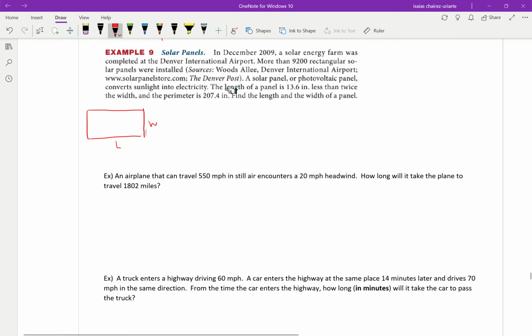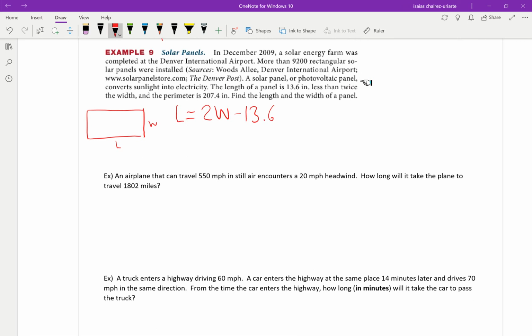And so then the length of the panel is, well, that's saying this. L is equal to 13.6 inches less than twice the width. You've got to be careful here. That second part of the statement, with symbols, would be written like this: twice the width minus 13.6. Hopefully we agree on that.